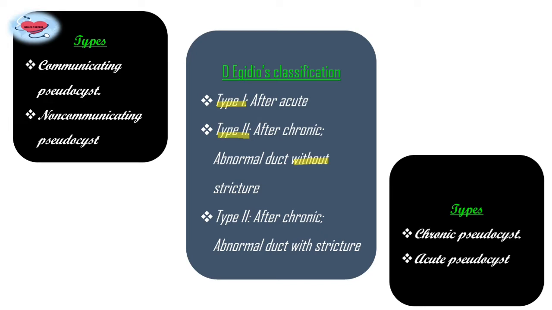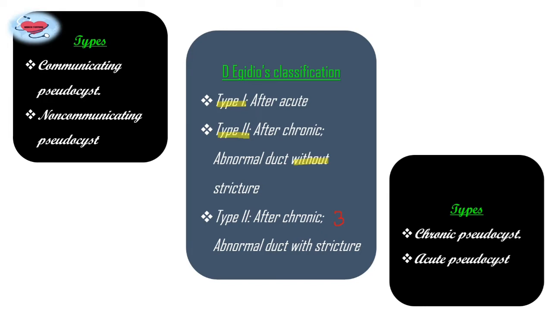Next comes type 3. This occurs after chronic pancreatitis. Here anatomy is abnormal, and strictures are also present. It appears like a retention cyst, so it is always communicating. Usually this is a sterile cyst. It contains typically brownish fluid with sludge-like necrotic material. If it gets infected, it may form an infected pseudocyst or pancreatic abscess.